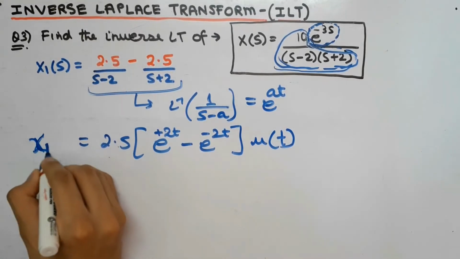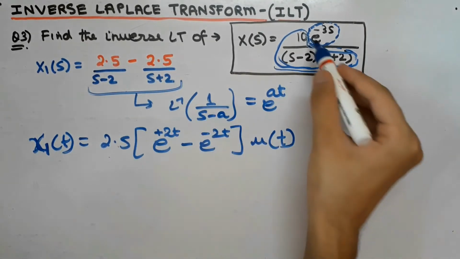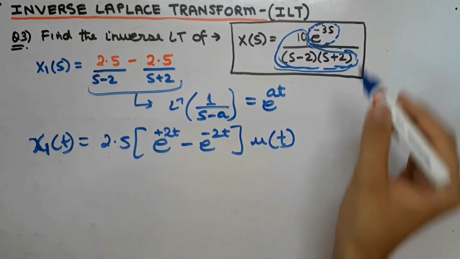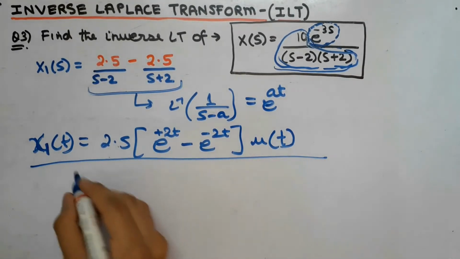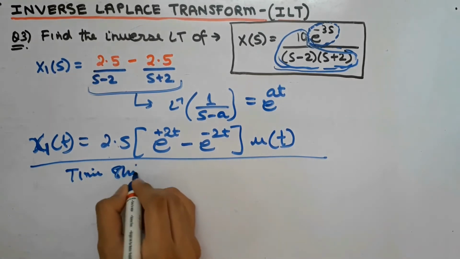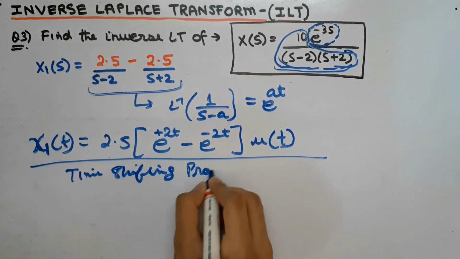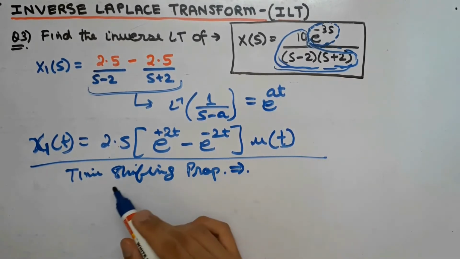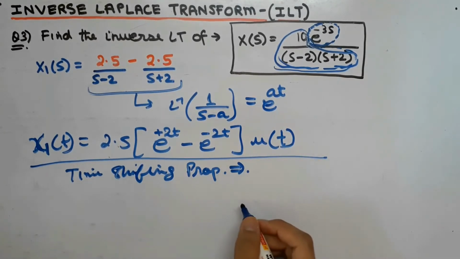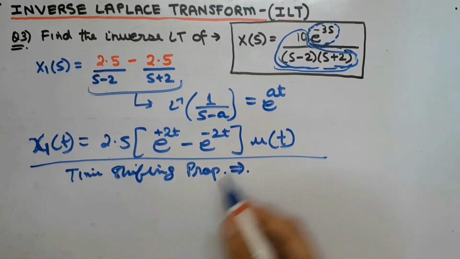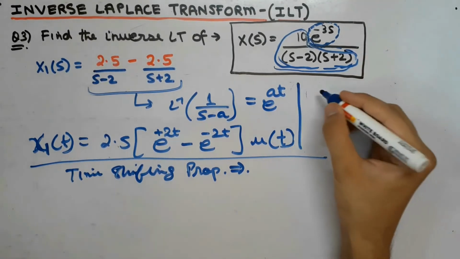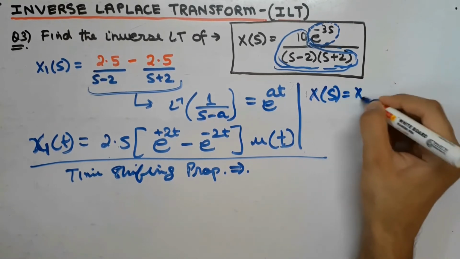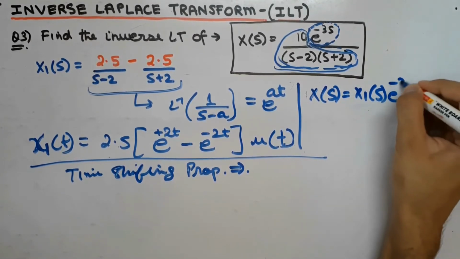Now we have found x1(t), that is without considering the e part. Now we are going to consider the e part. For that we are going to use the time shifting property. Don't worry if you don't know what is the time shifting property in Laplace transform. I will tell you a shortcut which is applicable in every question involving e to the power something. As we had previously assumed, we can write X(s) as equal to X1(s) into e to the power minus 3s.